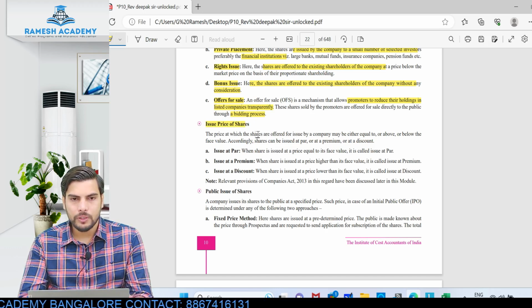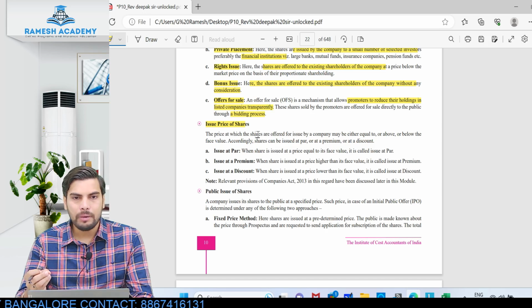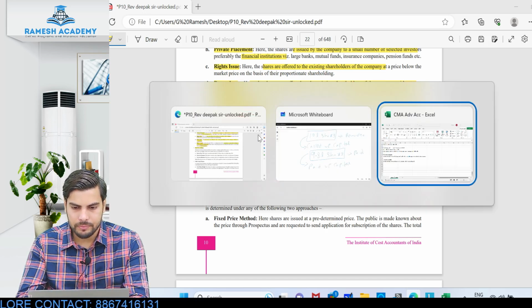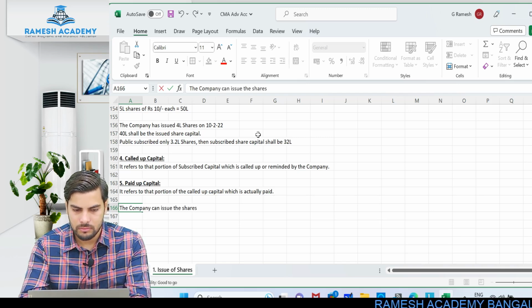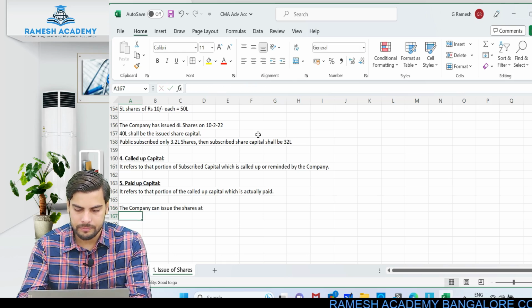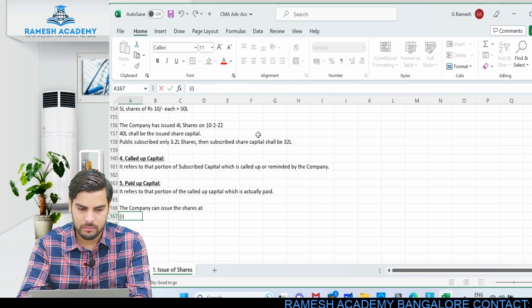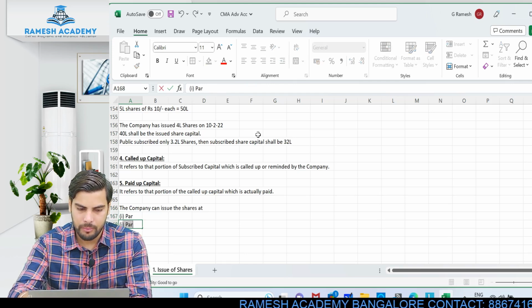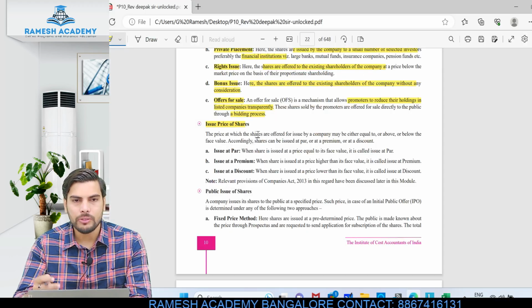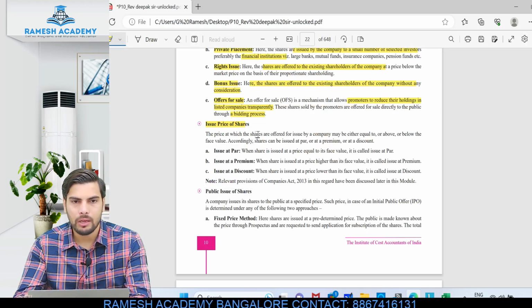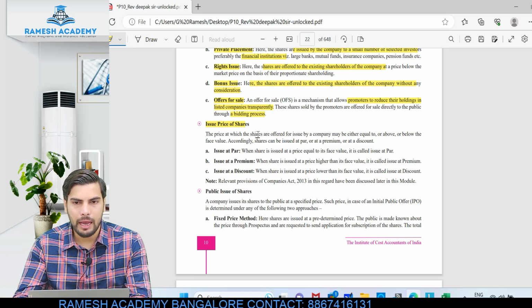Issue price of share. What is the price at which the company will be issuing? The issue price. The company can issue shares at par or premium. No company is authorized to issue the shares at discount. The company cannot issue the shares at discount. The company can either issue the shares at par or premium. It cannot issue the shares at discount.